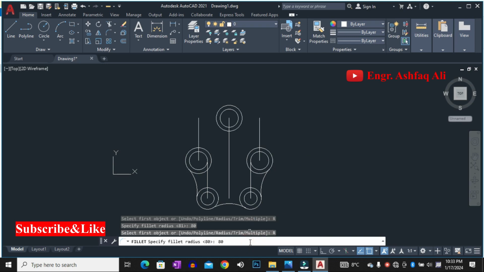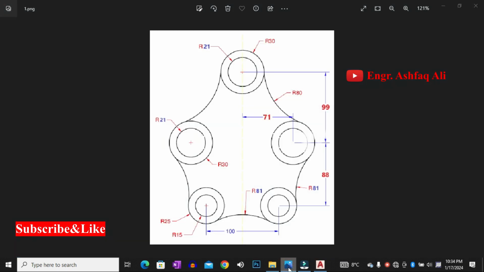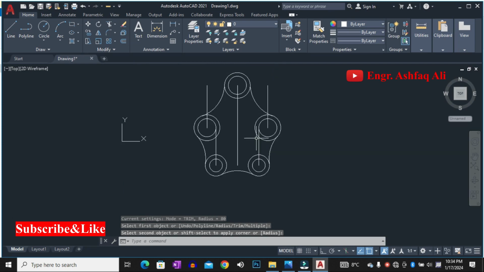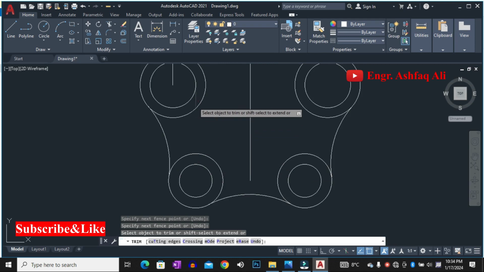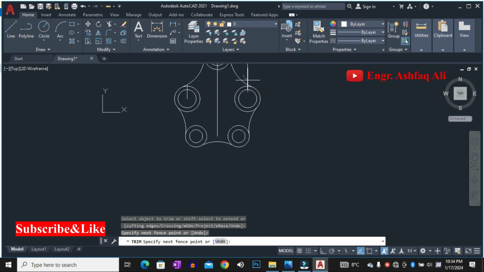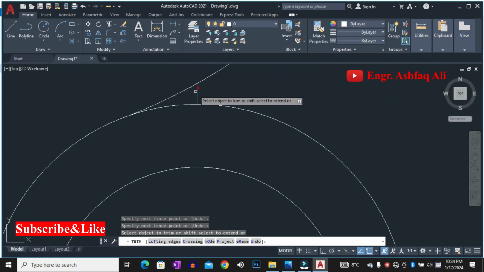Select the fillet and give a radius of 80 on above portion and select both two circles which you want to build. So this level of figure has been completed. Now trim the extra entities and extra lines which we have drawn for references by selecting trim command. Press TR, double enter, and trim the extra entities.